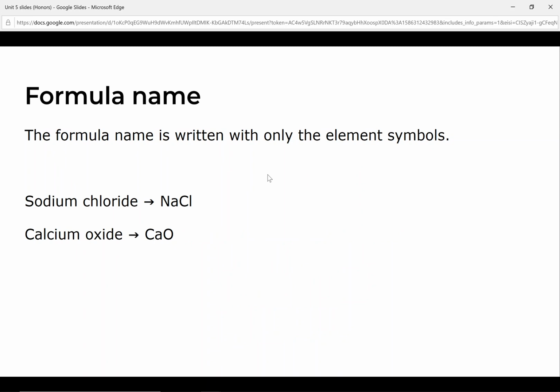The formula, when we write it out, is only the element symbols. So sodium chloride is just going to be sodium and chlorine symbols smushed together. So Na and then Cl. And remember to keep the C capitalized because it's chlorine. Or calcium oxide, right? Capital C, lowercase a for calcium, and then capital O for oxygen, and you just smash them together. So there's no space in between. So NaCl, sodium chloride, CaO, calcium oxide.